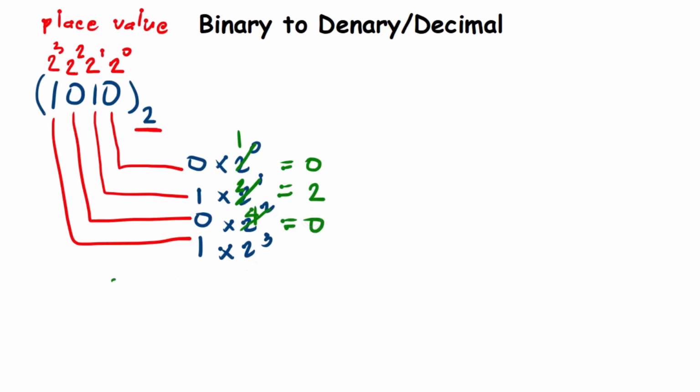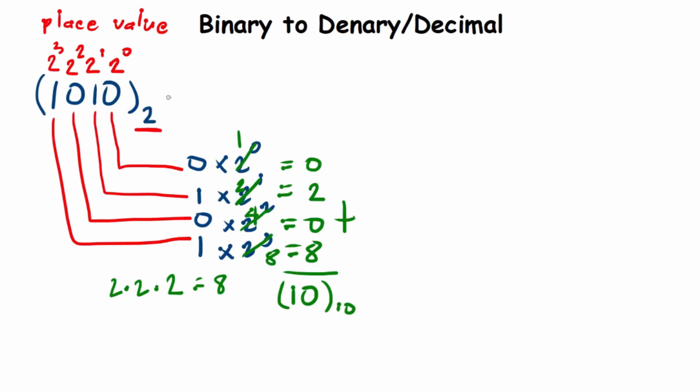And 2 to the 3 is actually 2 times 2 times 2. 2 times 2 is 4. 4 times 2 is 8. So this is 8, right? So 8 times 1 is 8. We will just add all these products to get the denary equivalent of this number. So this is base 10. So this is equal to 10 base 10. So this number 1010 is a binary number, and this 10 is a denary number.